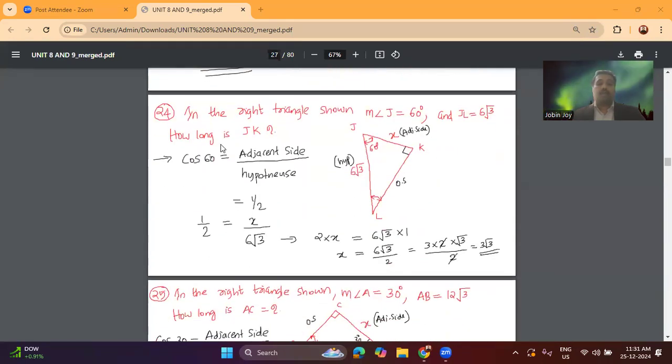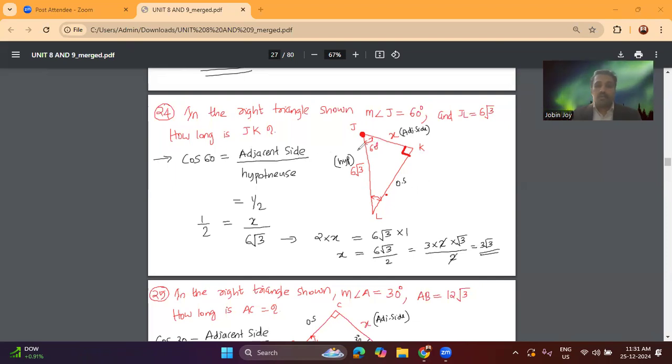In the right triangle, angle J is equal to 60 degrees. This is the angle J. Angle J is 60 degrees. So the side opposite to this is the opposite side, that means KL. KL is the opposite side. And JL is equal to 6 root 3. JL means this is the right angle. That means the side opposite to the right angle is called hypotenuse. So hypotenuse is 6 root 3, and angle J is 60 degrees.